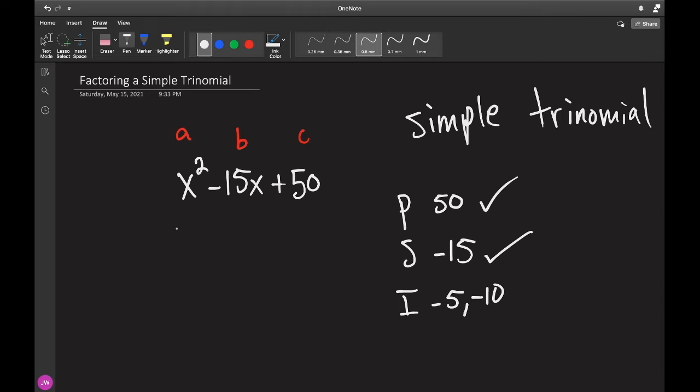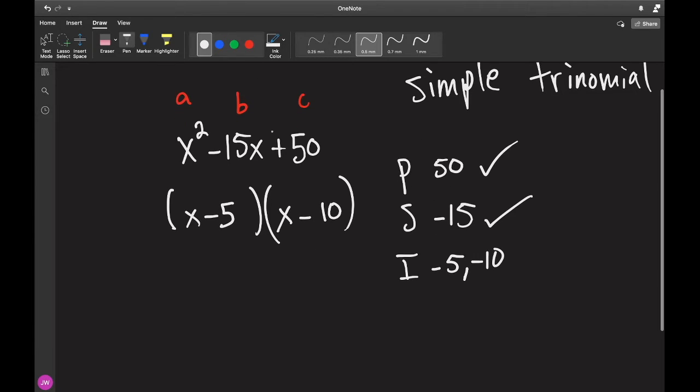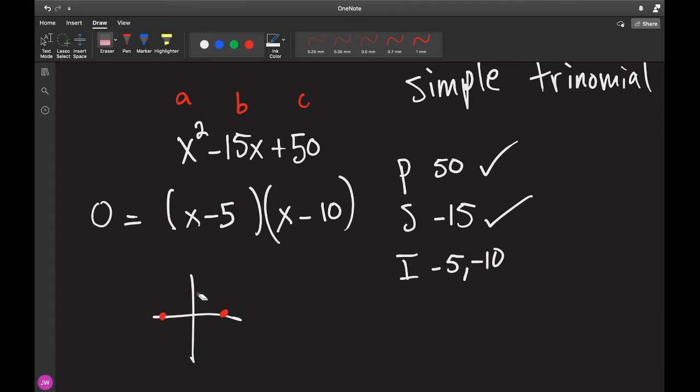So next, you're going to set up your double bracket, and you're going to put your x's, and then you're going to fill in your integers, so negative 5 and negative 10. So if you wanted to solve for the x-intercepts of this equation, because now this is in factored form, you would set this equation equal to 0 because the x-intercepts occur when y is 0. For example, here and here. So they occur when y is 0.